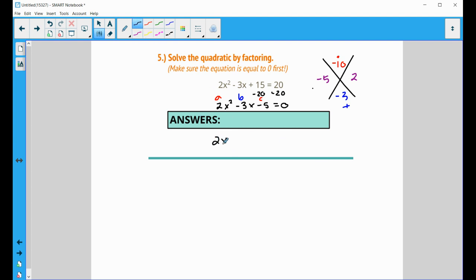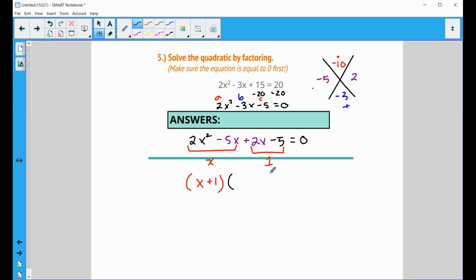So I'm going to do 2x squared minus 5x plus 2x, just using my two magic numbers, minus 5 equals 0. From here, I'm going to make my two groups. The GCF of the first group, the only thing both of those have in common, is x. And then these two don't have anything in common, so I'm going to divide by 1. So my first binomial is x plus 1.